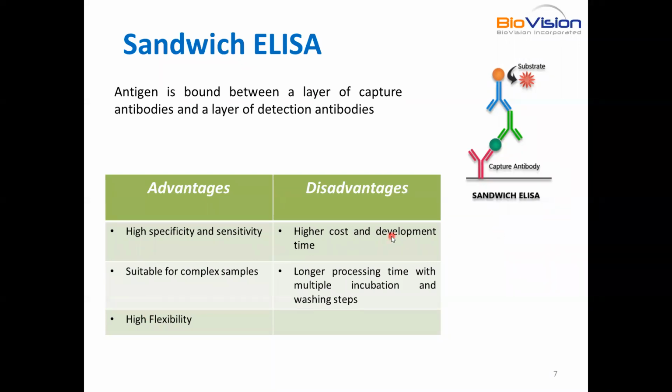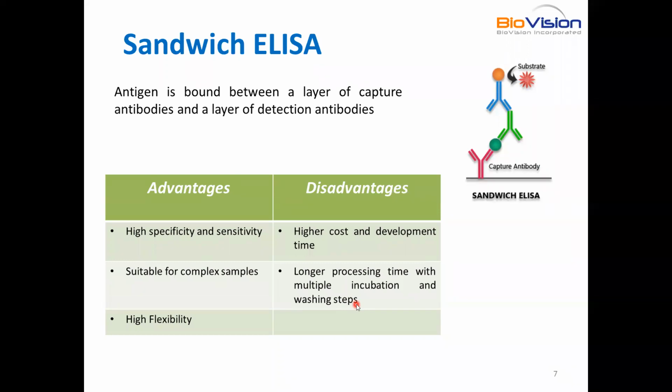Some of the disadvantages of this kind of ELISA format are that antigens must contain at least two antibody binding sites. It is a relatively expensive assay as two different antibodies are involved, so it adds up the cost and the development time. And it involves many incubation steps, so longer processing time with multiple incubation and washing steps.